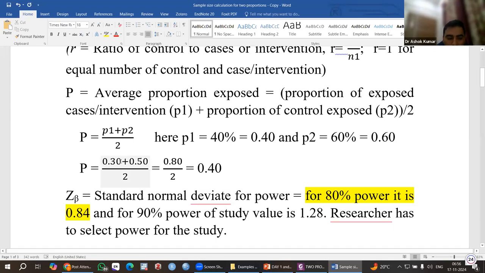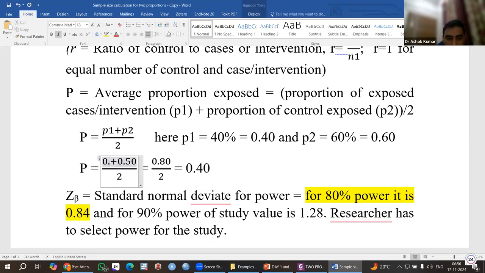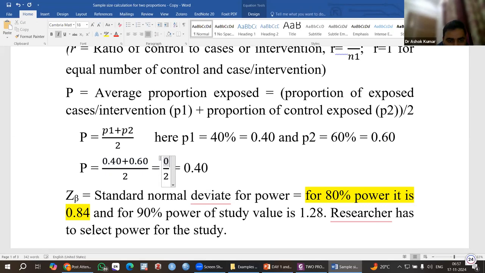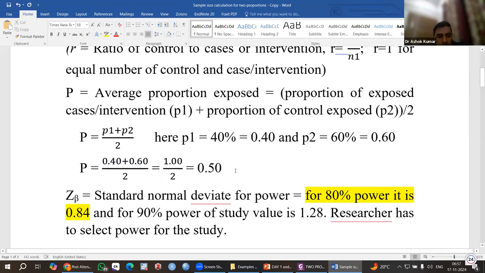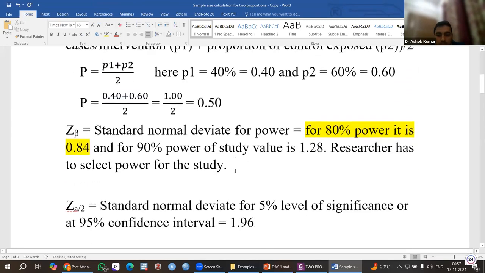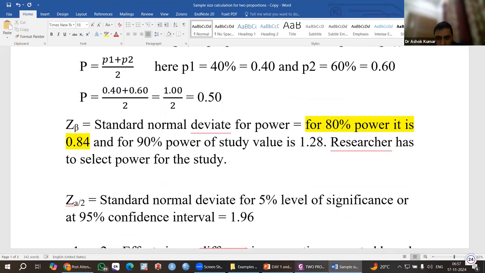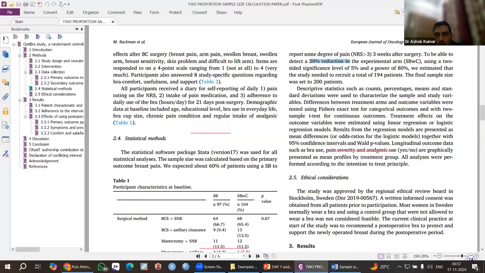So what do we have to do? We have to put these values here. 40, 60. So it is coming 1.00. It is coming 0.50. Yes, very good. So what is P? P is 50. If I make any mistake, you can check me or interrupt me. You can chat with me, no issue. So it is P1. And what is 80% power? Okay, very good.